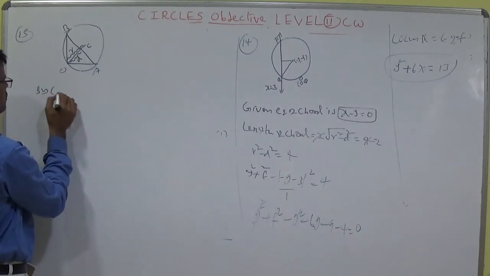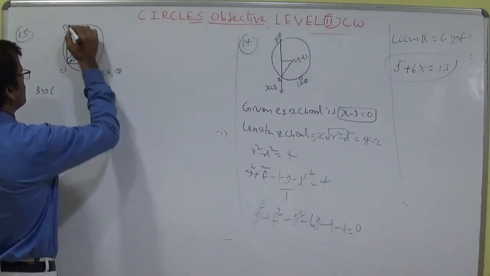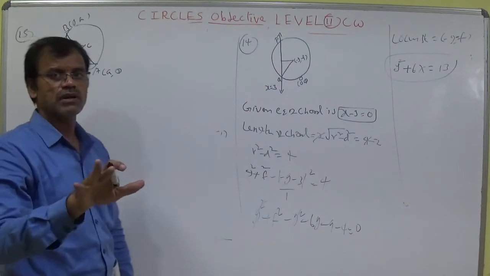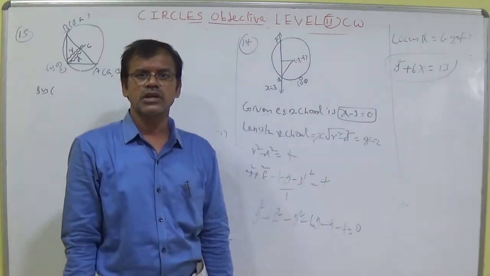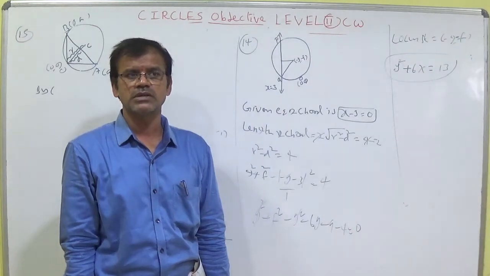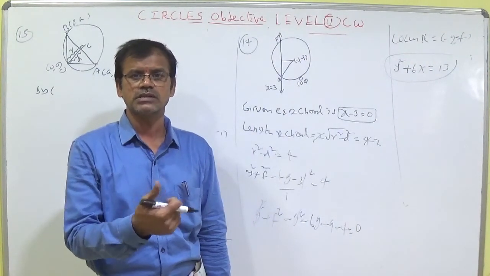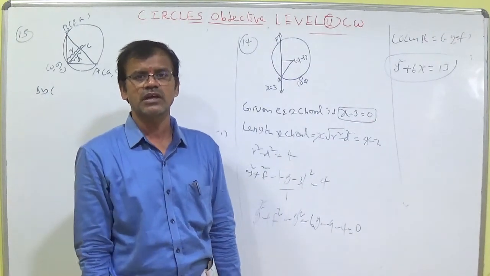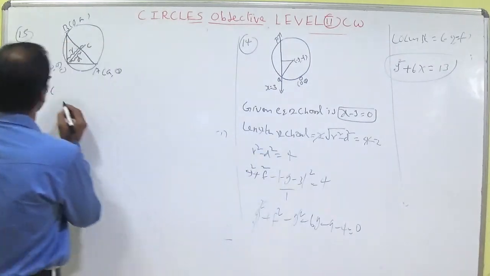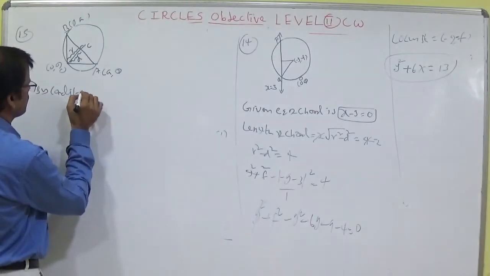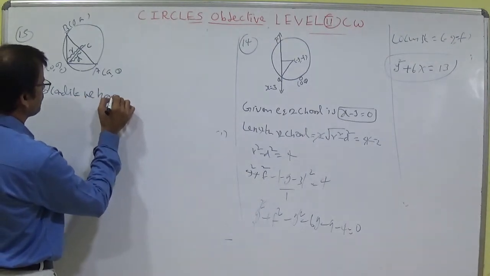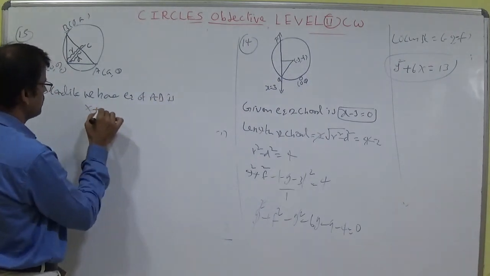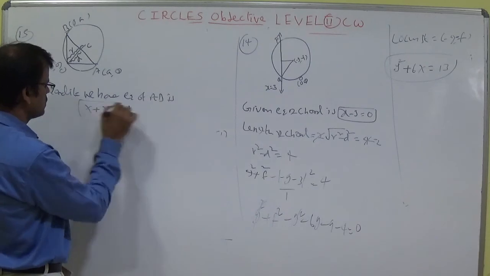By condition, here you can write A comma 0 and here you can write 0 comma A, because it is making the same intercept on the coordinate axis. The equation of a straight line in intercept form is x by a plus y by b is equal to 1. Whether it is making the same intercept or equal intercept, you can say that a is equal to b, so x by a plus y by a is equal to 1. Then x plus y is equal to a. By condition we have the equation of AB as x plus y equal to A.